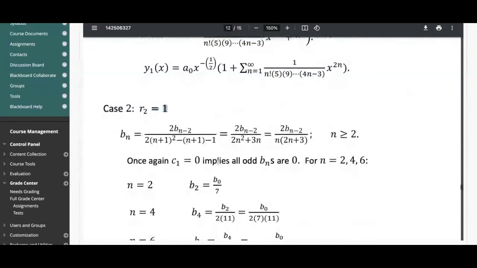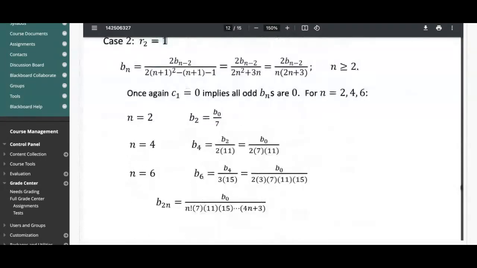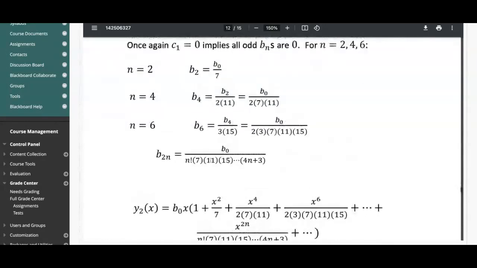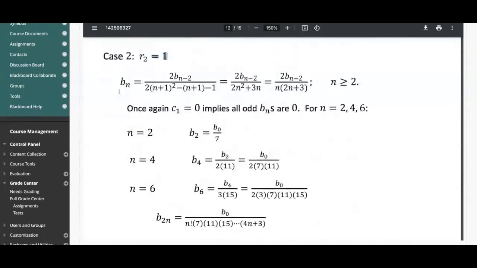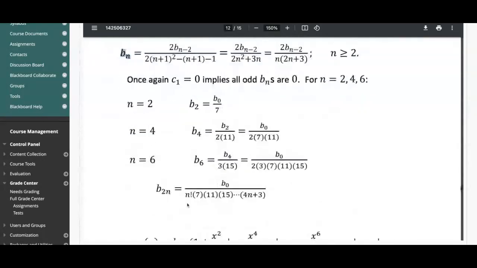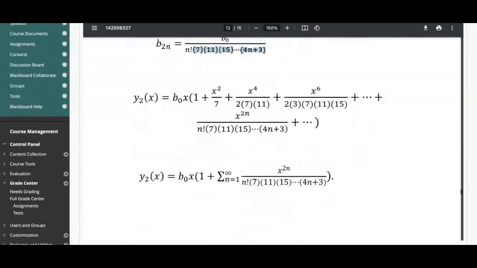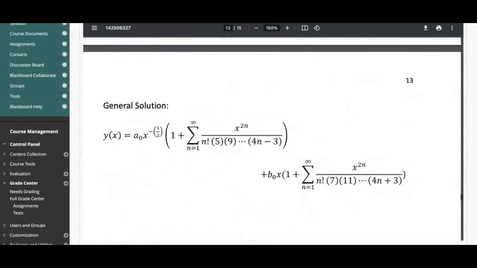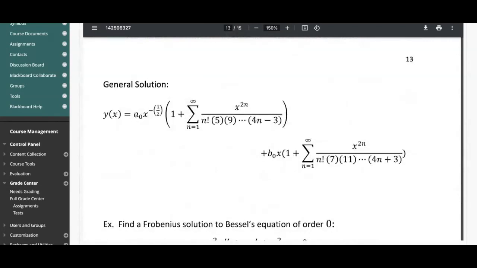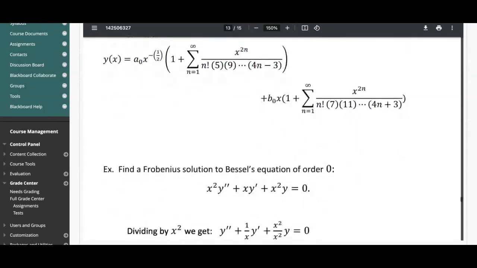For the second solution, R equals 1, you do the same thing. Try to figure out a relation by evaluating some numbers. Then you find the pattern. You form the nth term. So then for the general solution, put it back in the AN, put it back in the BN, you get a general solution.